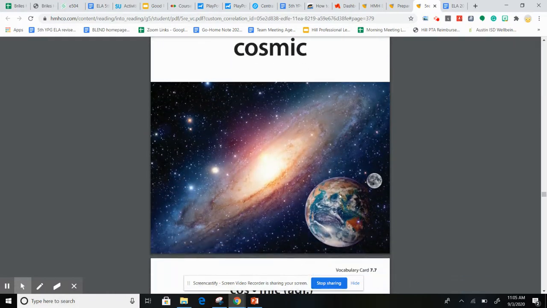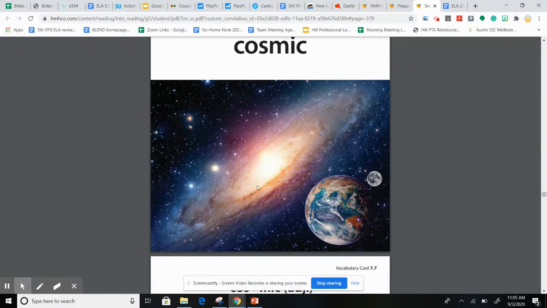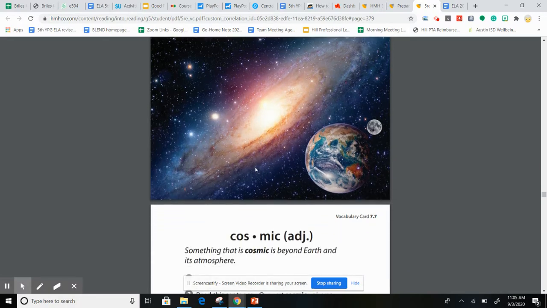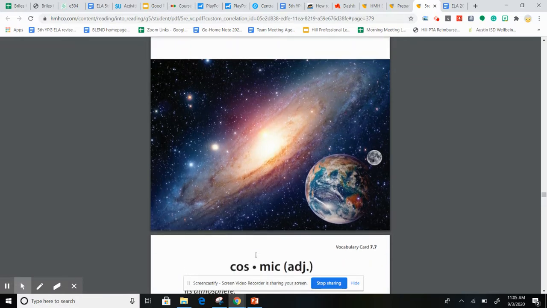Cosmic. Cosmic makes you think of stars. You don't have to picture this exact thing, but cosmic blasts are things that come from outer space. So cosmic has to do with being beyond Earth and its atmosphere.